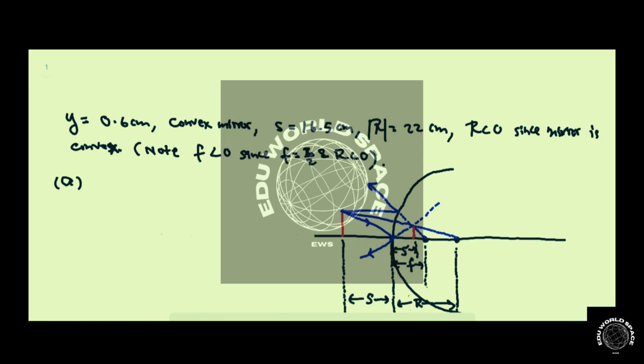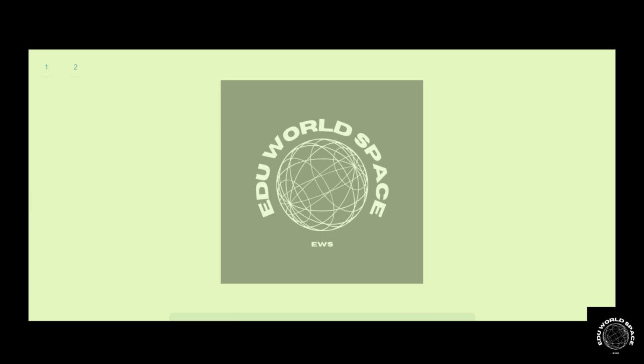Let's move on to part B of the problem. In part B, we are to determine the position, the size, the orientation, and the nature. Nature meaning whether the image is real or virtual. So all these properties of the image are to be determined in part B of the problem. So let's tackle position.